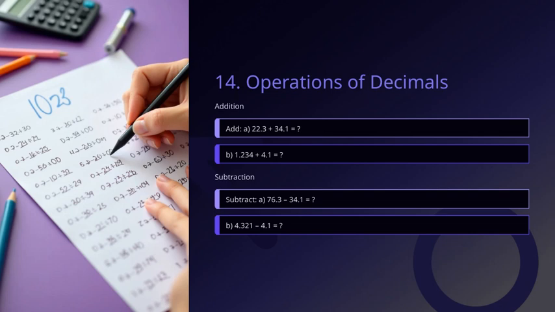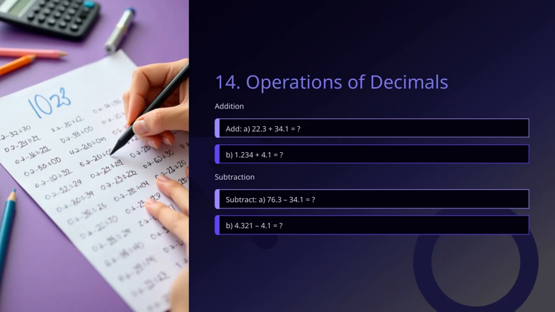When adding decimals, it's important to align the decimal points to make sure we're adding the correct digits together. For example, if we add 22.3 and 34.1, we line up the decimal points and add as we would with whole numbers, remembering to keep the decimal in the right place. Similarly, for 1.234 plus 4.1, we can think of 4.1 as 4.100 to align the decimal places properly before adding.